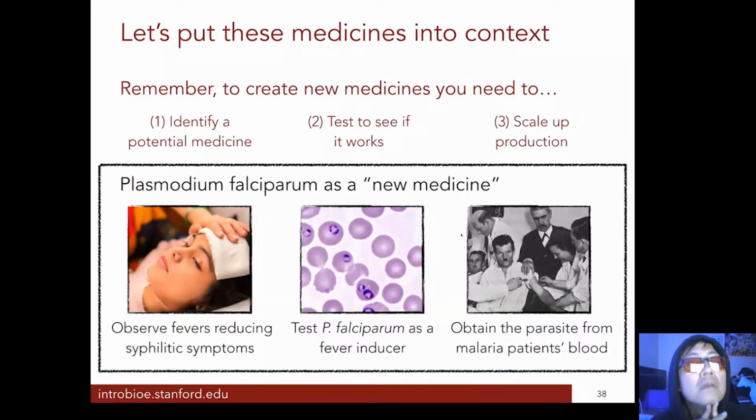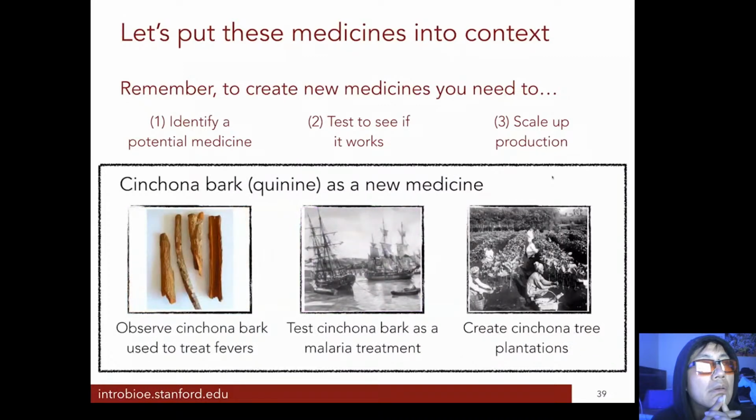The doctors were sourcing parasites from malaria patients. This is certainly not as widely adopted of a practice as any of the other drugs that we talked about today. But it is how this particular treatment was sourced. So I wanted to put it in here. Maybe you can think of a better way to source Plasmodium falciparum for the treatment of syphilis.